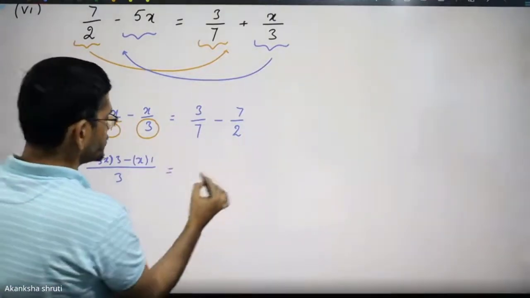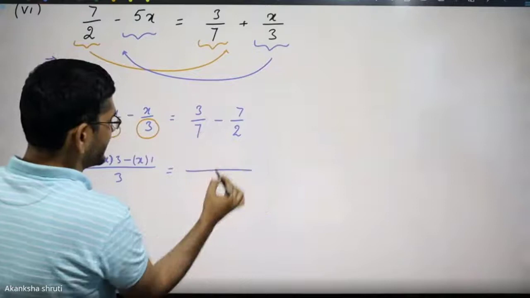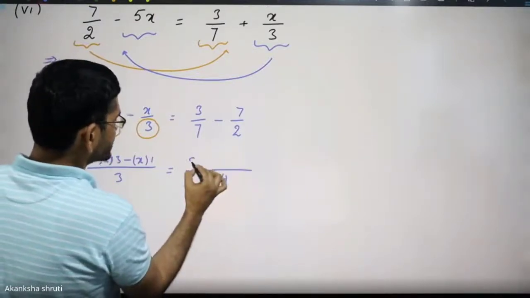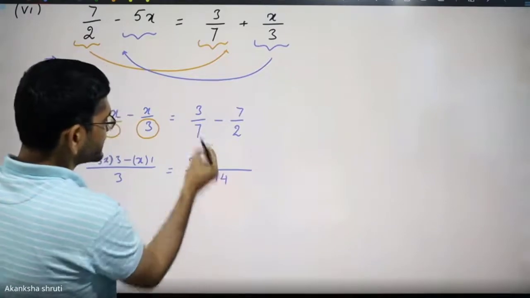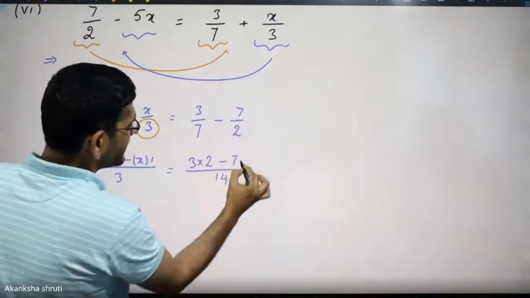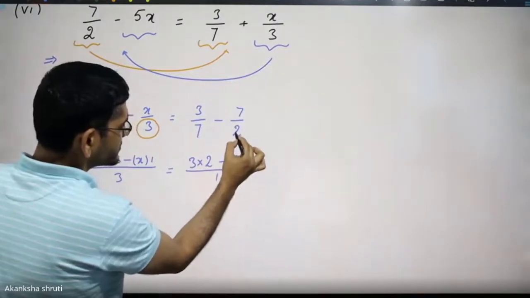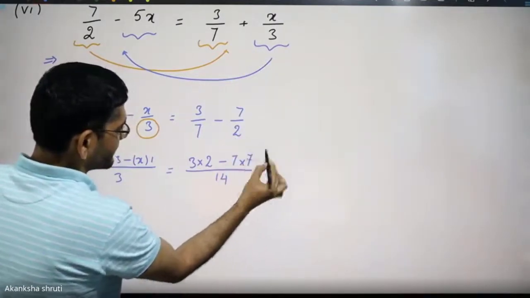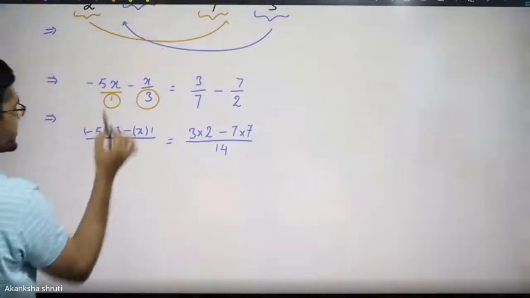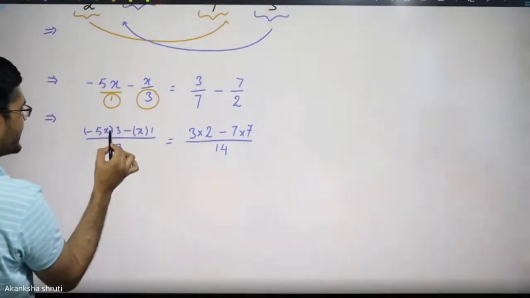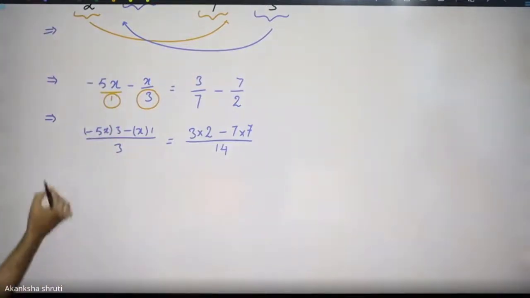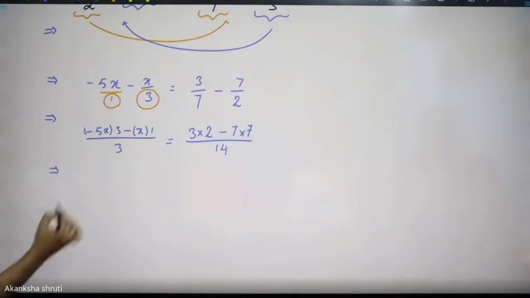Same thing you need to do on the right hand side. The LCM of 7 and 2 is 14. Now this 3 will multiply to this 7, which will go 2 times, and minus this 7 will multiply to this 2, which will go 7 times. So the same kind of addition of two fractions, that rule we have applied here for both left hand side and right hand side. Okay, students?